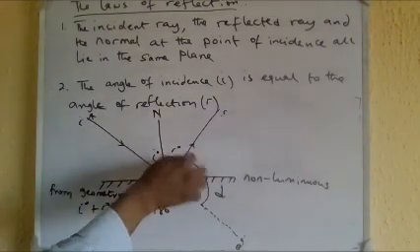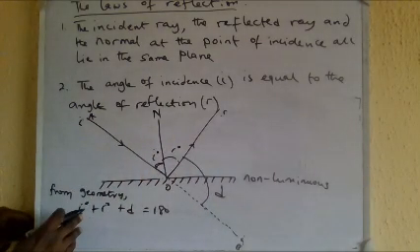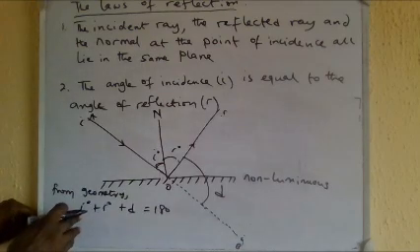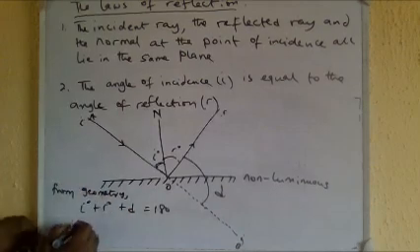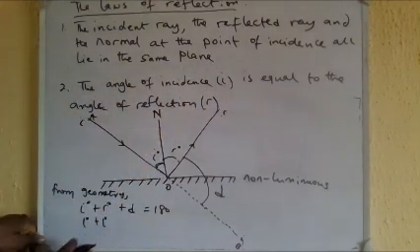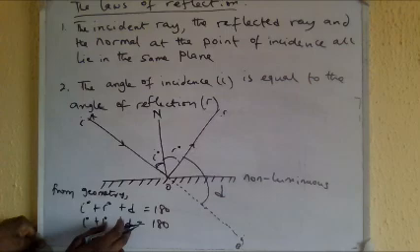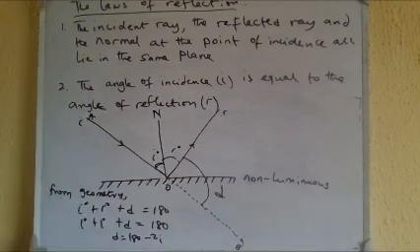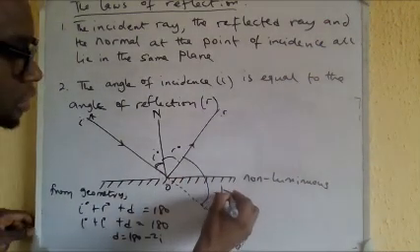This angle and this angle make 180. But from the second law, I and R are the same thing, so let me call them equal. From the second law, I degrees plus I degrees plus D is equal to 180. So this D is actually 180 minus 2I. So that's the relationship. This D is the angle of deviation.